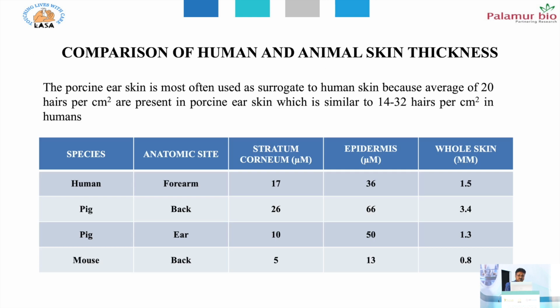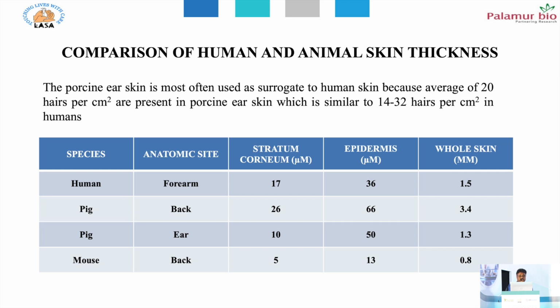Comparison of human and animal skin thickness. You can see, as it is self-explanatory, that human skin is almost similar to pig's ear skin, and we say that because an average of 20 hairs per square centimeter are present in porcine ear skin, whereas in humans it is 14 to 32. So that comparison is taken many times for designing the animal model.